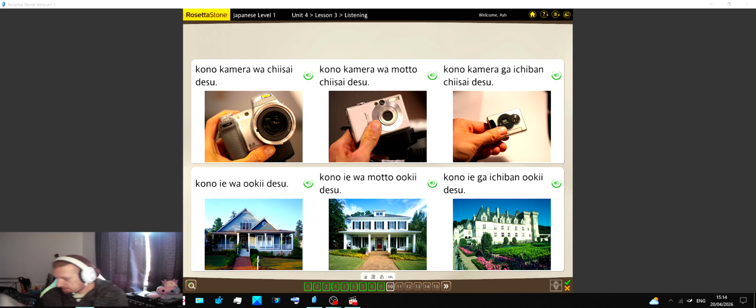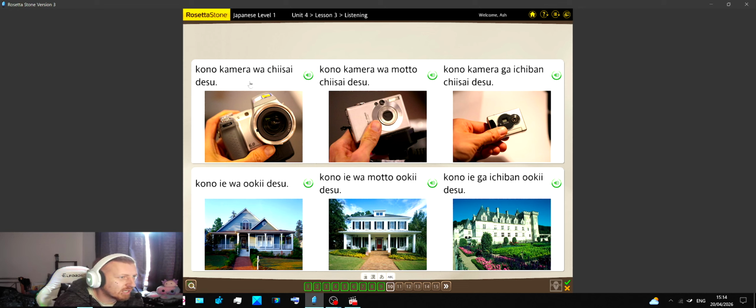Awesome, so that's added a few bits to that. At least that's going to be useful. But yes, kono kamera wa chisai desu, it's a small camera. Kono kamera wa motto chisai desu, it's an even smaller camera. Kono kamera ga ichiban chisai desu, it's the smallest, tiniest camera. I'm pretty sure I've got this exact travel camera somewhere, and they really were tiny. They're like this big. That picture, yeah, it's quite small, but it is really about this big. It's so tiny.